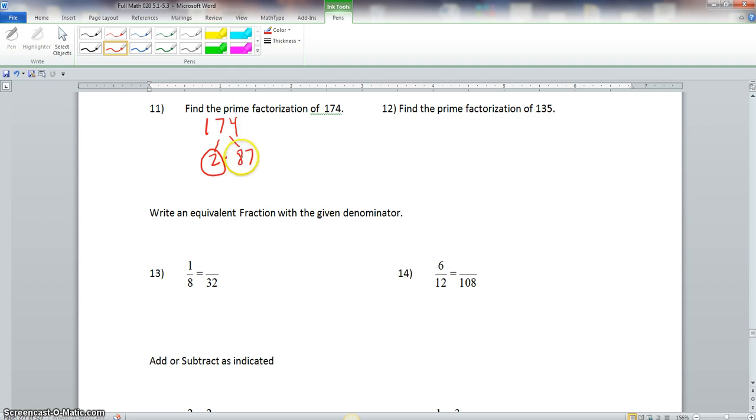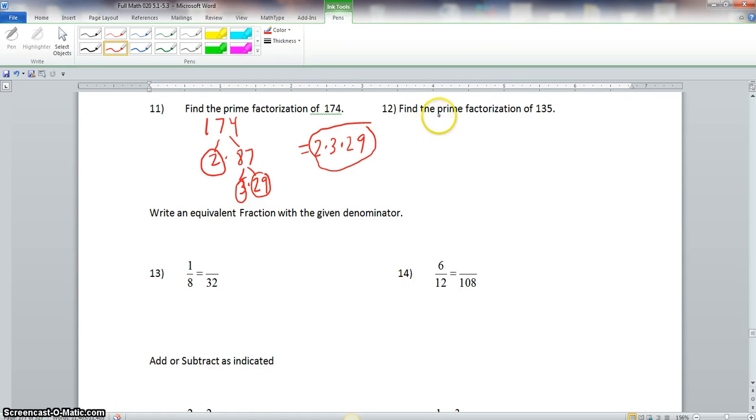Now 87, if we add these 2 digits together, remember we talked about the divisibility rule of 3. 8 plus 7 is 15, and 3 can go into 15. So we know 3 can go into 87. 3 goes into 87, it looks as though it goes 29 times. 3 is prime, and 29 is also prime. So the prime factorization of 174 is 2 times 3 times 29. And that is the prime factorization of 174.